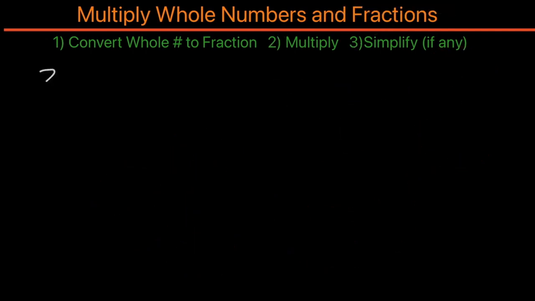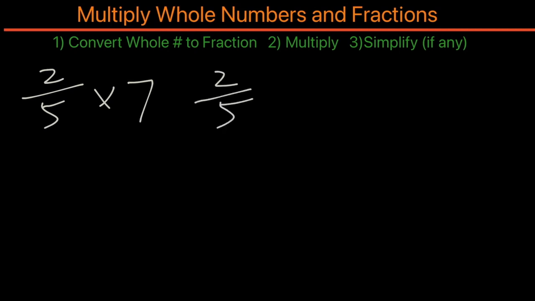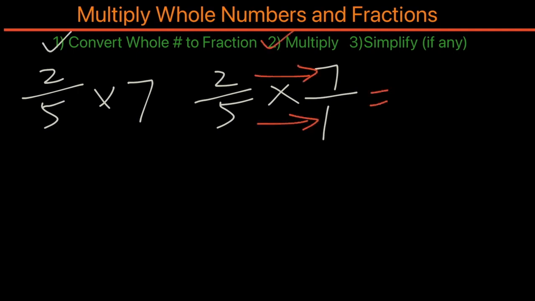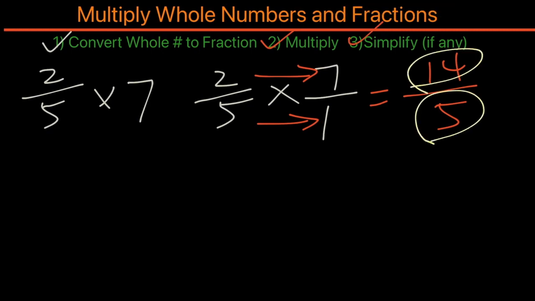And here's the next one. This time the fraction is in front of the whole number. However, the process remains the same. What we want to do is convert a whole number to a fraction. And then we're going to multiply. Okay, lastly, simplify. This one's an improper fraction, the numerator being bigger than denominator.